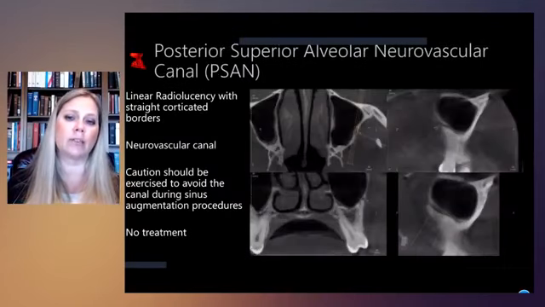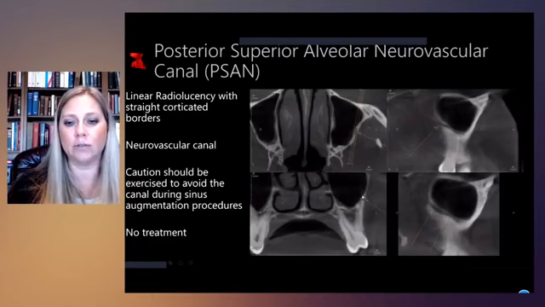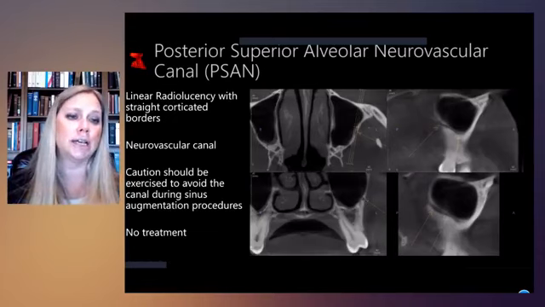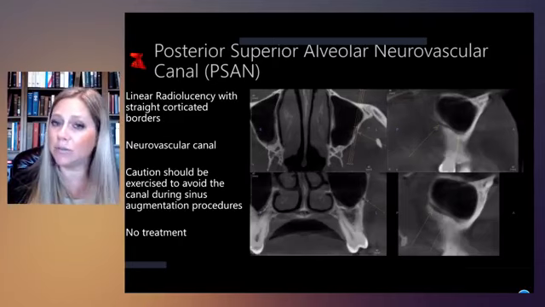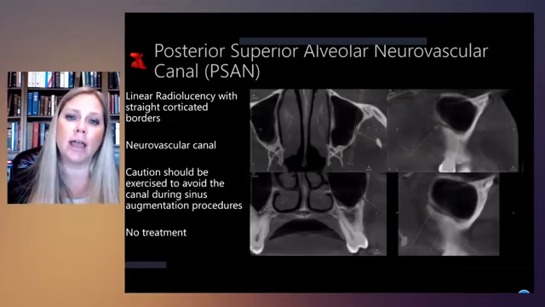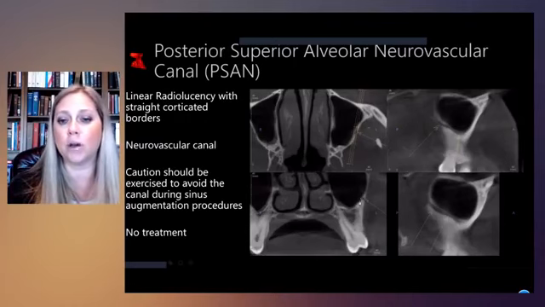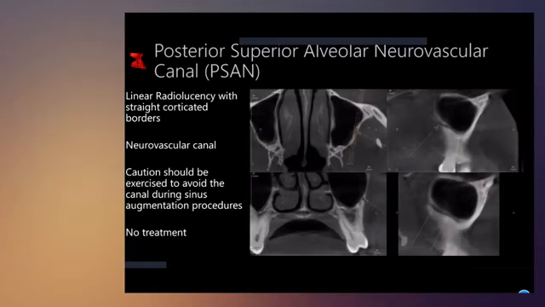And again, no treatment with that. We can also see it extending along the lateral and inferior aspect of the sinus. We'll see the posterior superior alveolar neurovascular canal and associated branches. We want to be able to identify that if we're planning to do a sinus lift and bone graft, because this can be a source of post-op complications. It can also cause increased bleeding into the surgical site if, for whatever reason, that neurovascular canal is clipped. So we want to know where it is, and we want to be able to avoid that.